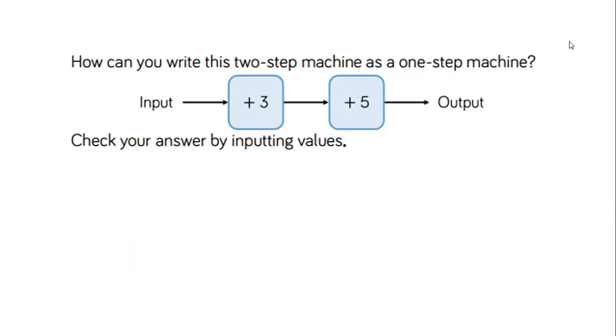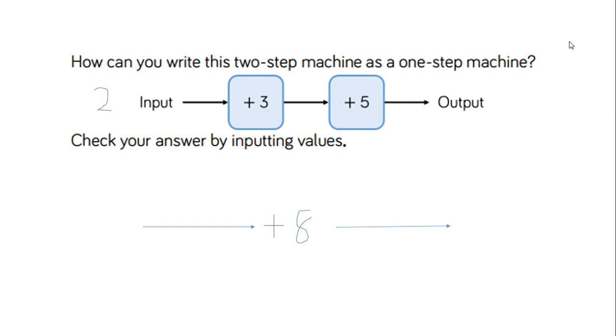Moving on. Okay, so how could you write this two-step function machine as a one-step machine? Please check by inputting values. Okay, pause the video, please. Okay, let's have a look. So, plus 3 and then plus 5 is the same as adding 8. I think the function machine could be plus 8, but I'm just going to check it by inputting values.